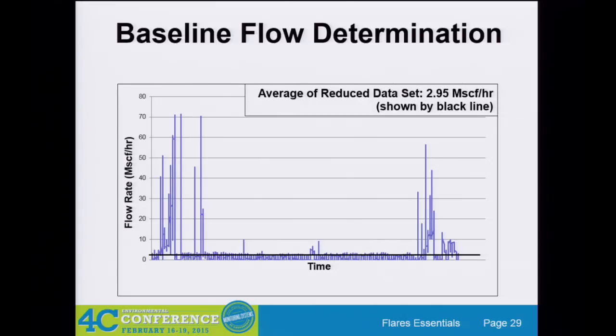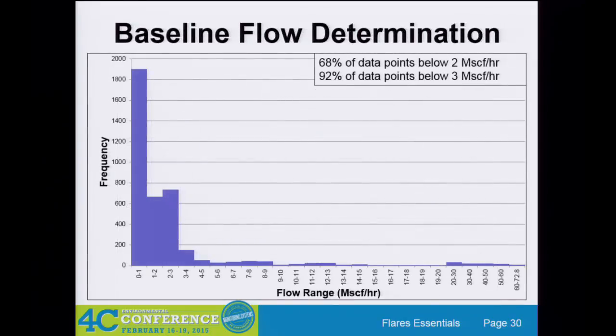Sure, a whole plant shutdown, that probably shouldn't be included in your baseline. But some of those smaller maintenance events, include them, just because you don't want to have to deal with too many root cause analyses. So then we were also saying, okay, is there another way to look at the data to say whether or not that 3,000 scuff per hour number was a good number?